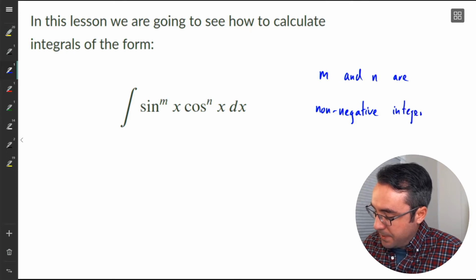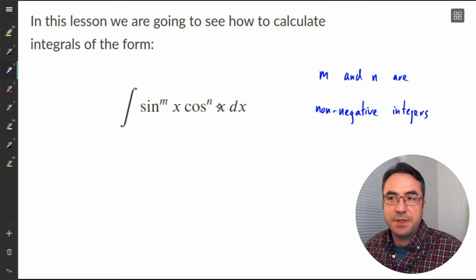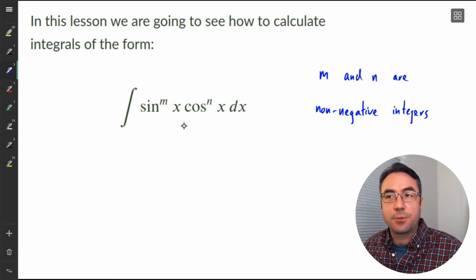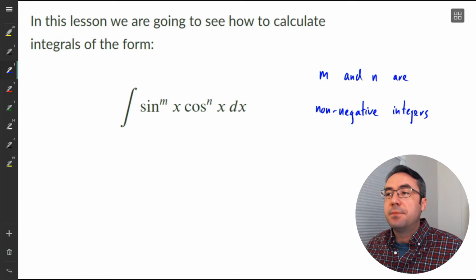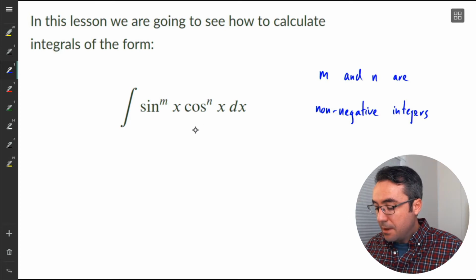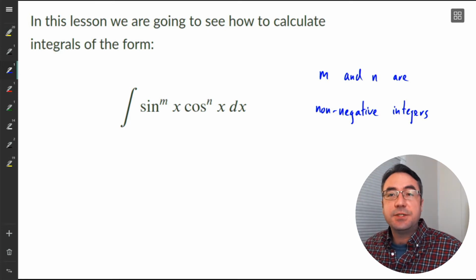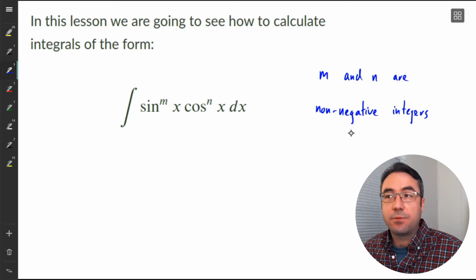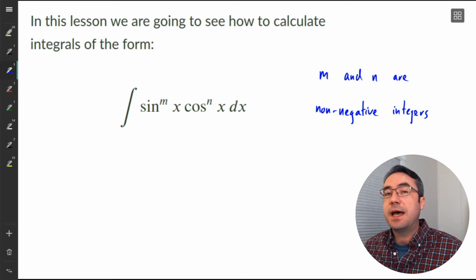So for the most part, they're going to be positive, or maybe one of those exponents is going to be 0, so a sine term or a cosine term doesn't show up. But for the most part, we're going to be looking at cases where the exponents are either both positive or maybe one of them is 0. But a lot of the techniques and strategies that we're going to see can be used when m and n maybe are negative, maybe one of them's negative, or maybe we have fractional exponents. So a lot of the techniques and strategies here can be extended beyond these cases.